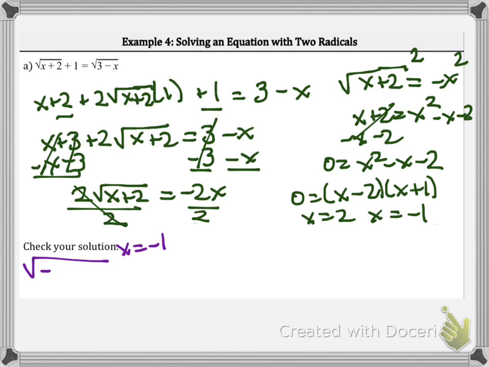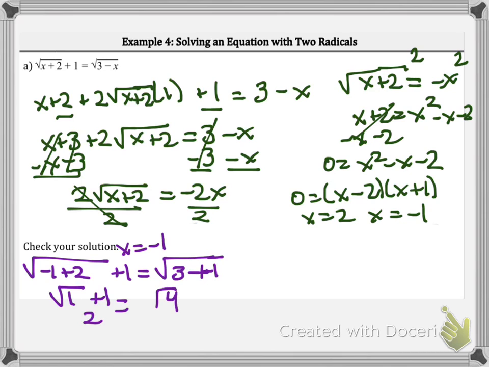So the square root of negative 1 plus 2, plus 1, does that equal the square root of 3 minus negative 1? So this becomes the square root of negative 1 plus 2 is 1, plus 1, so 1 plus 1 is 2. And then this becomes the square root of 3 plus 1, the square root of 4, which equals 2. So x equals negative 1 does work here. So let's try the next one. x equals 2. Let's see if that works.